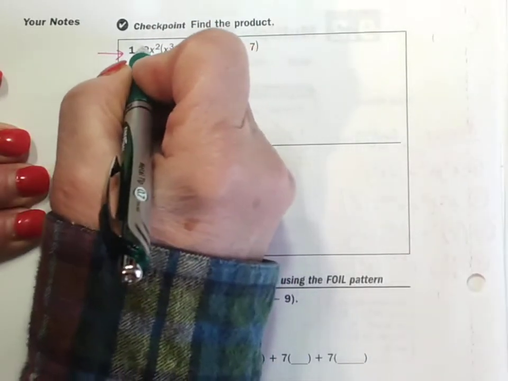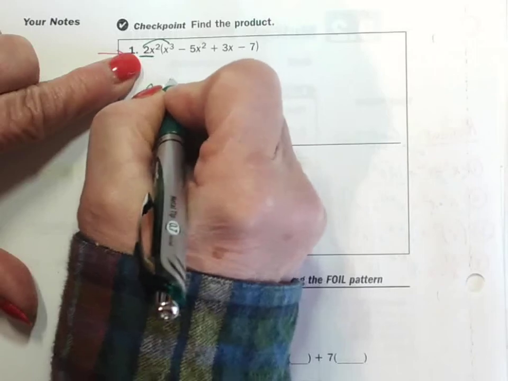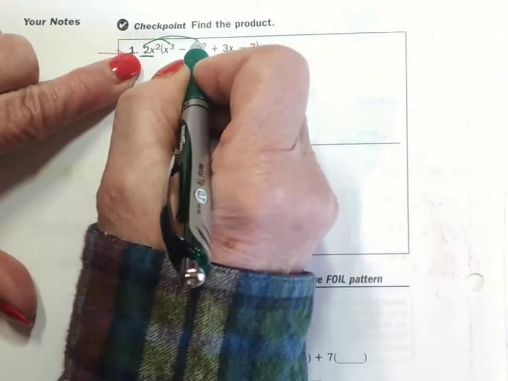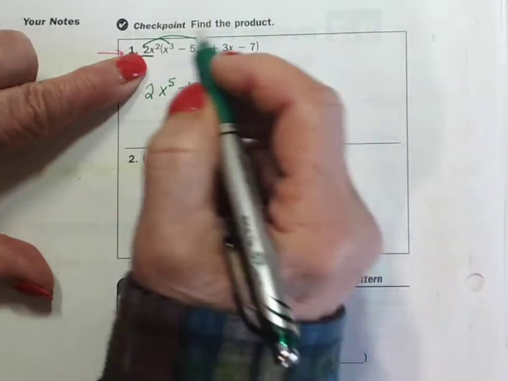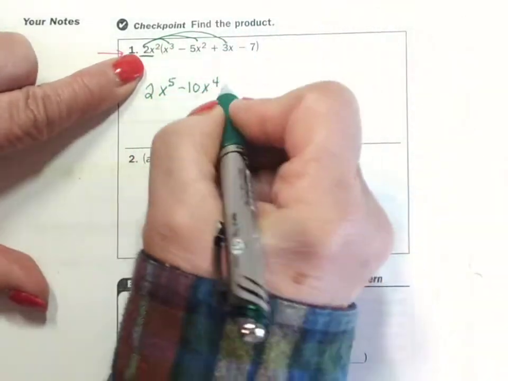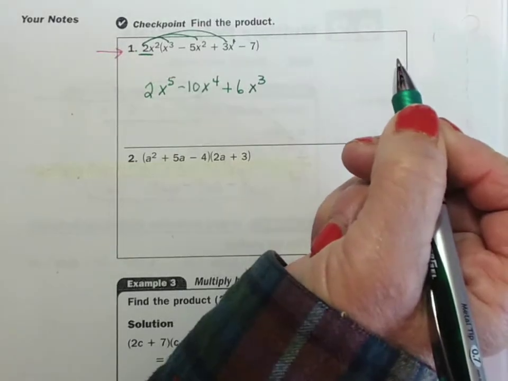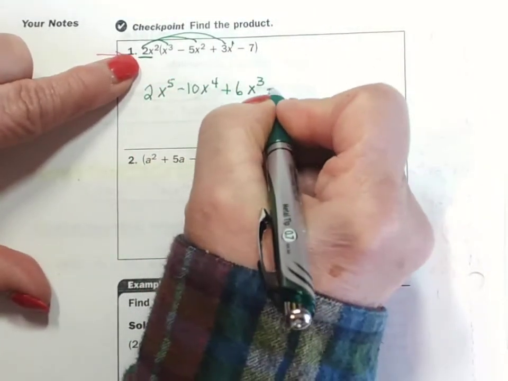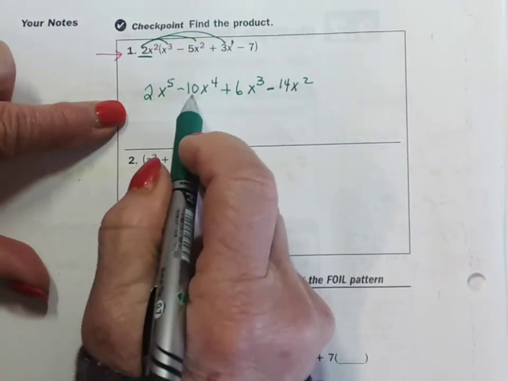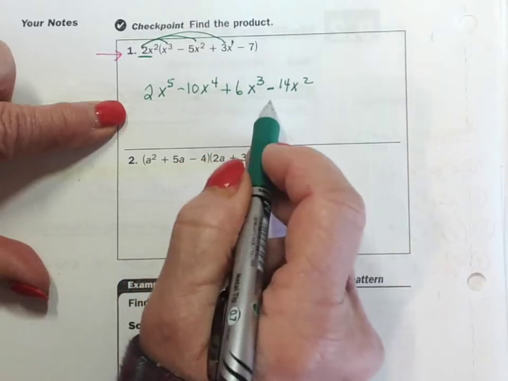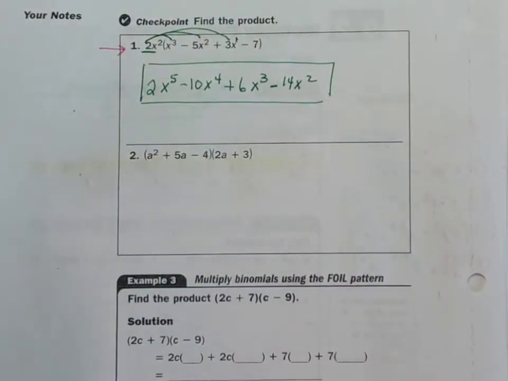Welcome back. Here we multiply these two terms. We get 2x to the 5th. Then we multiply these two terms. We get negative 10x to the 4th. We multiply these terms plus 6x cubed, because there's an implied 1 there. And we multiply these to get negative 14x squared. So our answer is 2x to the 5th minus 10x to the 4th plus 6x cubed minus 14x squared. That's it. So that's pretty straightforward and simple.